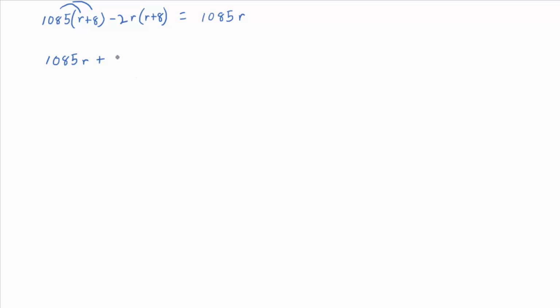You get 8681? Is that what I heard? 8680, okay. That makes more sense, actually. Everybody good with that distribution? Okay, plus or minus 2r. We could do that without a calculator. Distribute the minus 2r. What do we get? Minus 2r squared minus 16r equals 1085r.